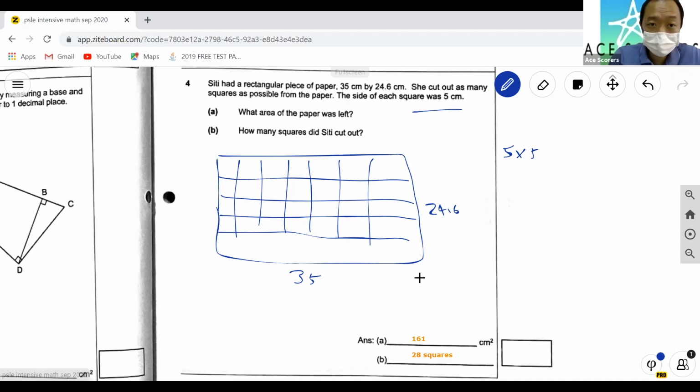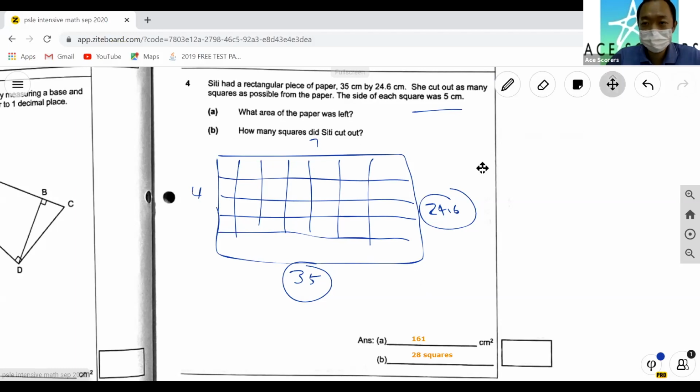Basically you find the whole area, right? You take this one times this one. Then after that, you minus off the 5 cm squares. How many squares did we cut out? We know there's 7 here, and there's 4. So 7 times 4 equals 28, right? So fundamentals, there's no heuristic or difficulty here. It's just fundamental. Do you know what the area is? Do you know how to cut out the square? Okay, next one. Moving on. Any question for this? Okay.